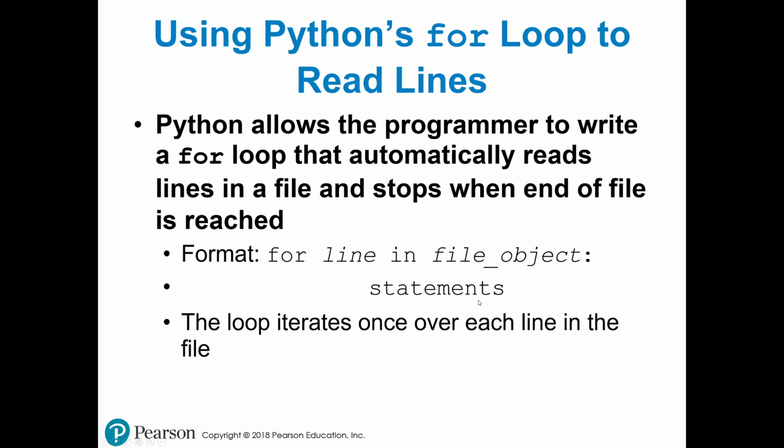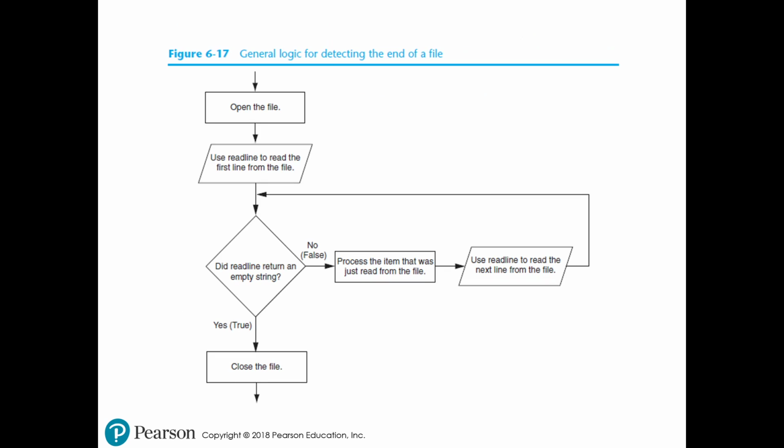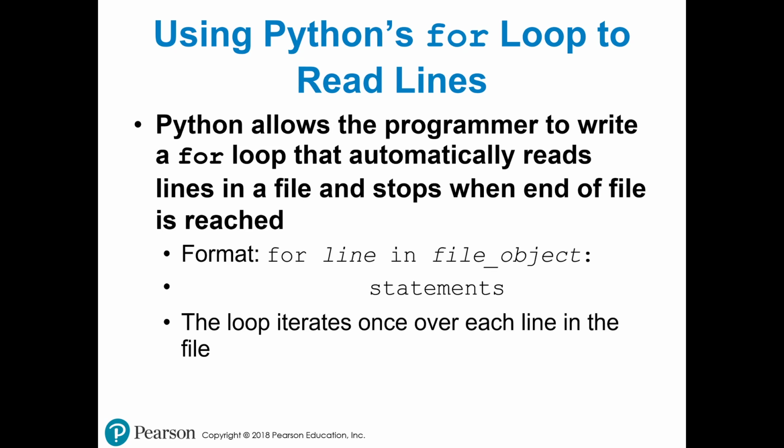So there's another way that we can do this. Python has a lot of different ways to do a lot of things. It's kind of an odd language. We can write a for loop that automatically reads the lines in the file and stops when the end of the file is reached. So we had this structure before, which is how you would do it in a lot of different languages. You can also do this in Python, but there's another way to do it that's really nice, and that's to use the in operator. We can say for line in file object, do things.